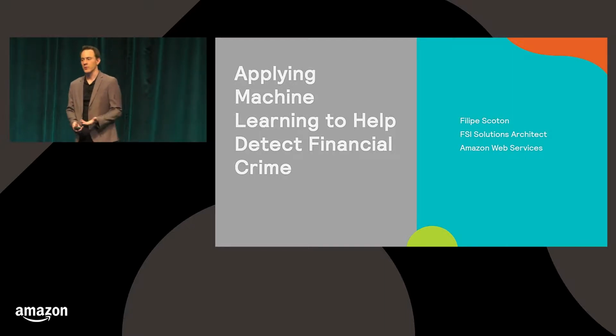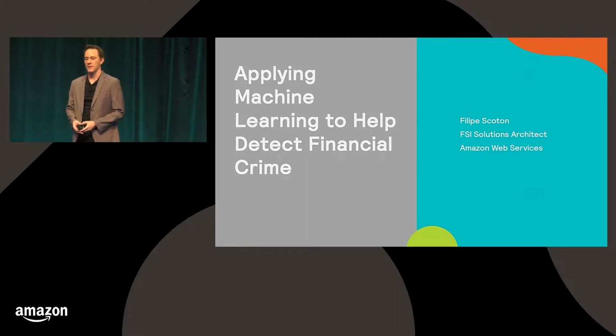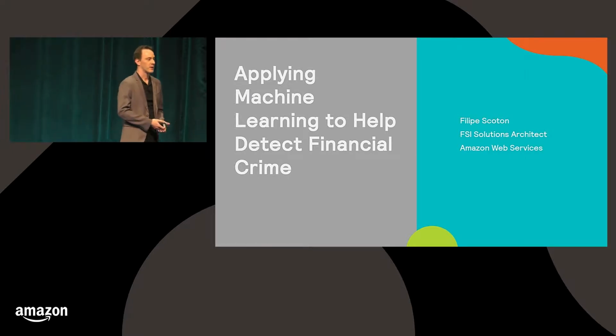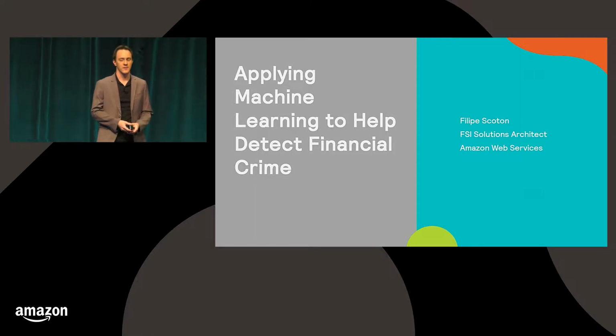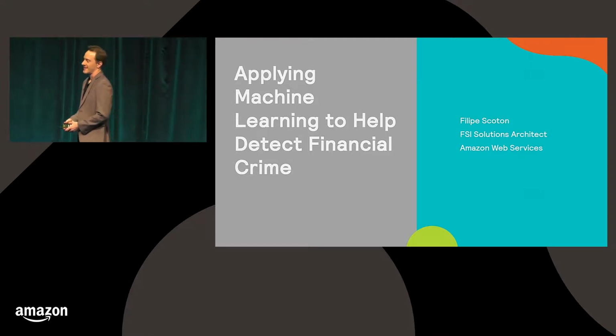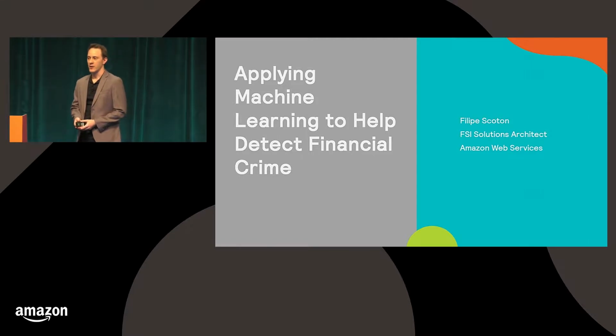My name is Filipe Scoton. I'm Solutions Architect for the financial services industry at Amazon Web Services in Brazil. My role as a Solutions Architect is to help customers create new workloads or migrate existing ones to the cloud. This is session M14. We're going to discuss how to apply machine learning to help detect financial crime.